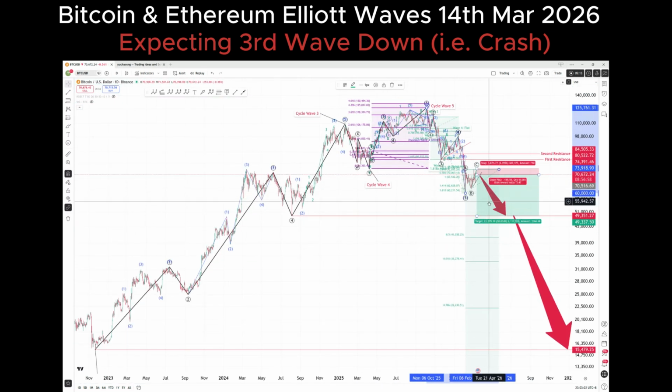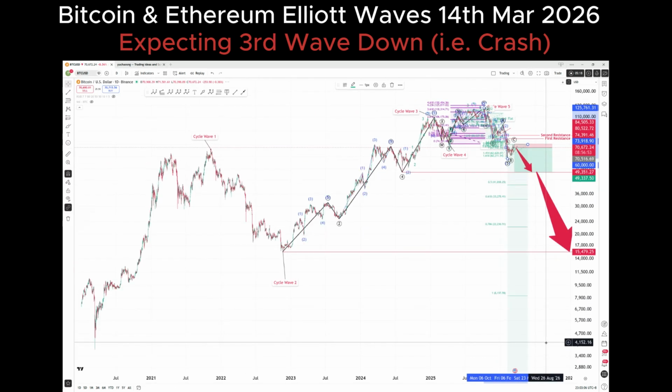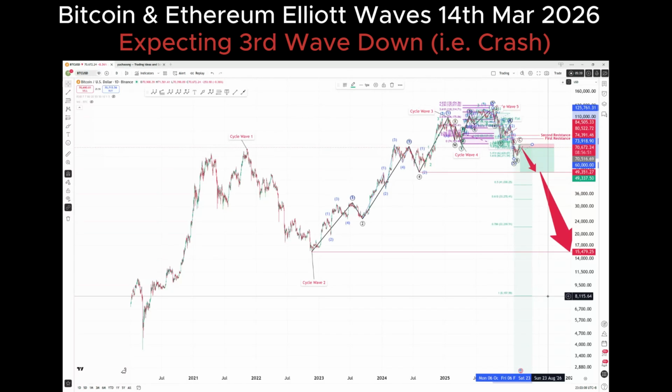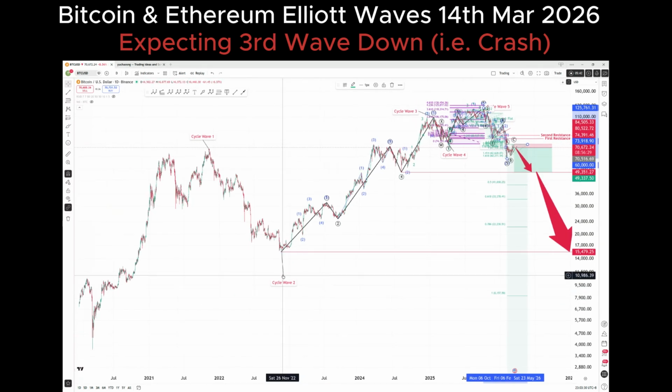And if you want a one-to-one, then the next move is actually very, very low at 8,160, right around here, 8,160. Now this may be unacceptable or ridiculous for many, especially for the crypto bros. So over here, I think a more acceptable target will be this cycle wave 2 low.